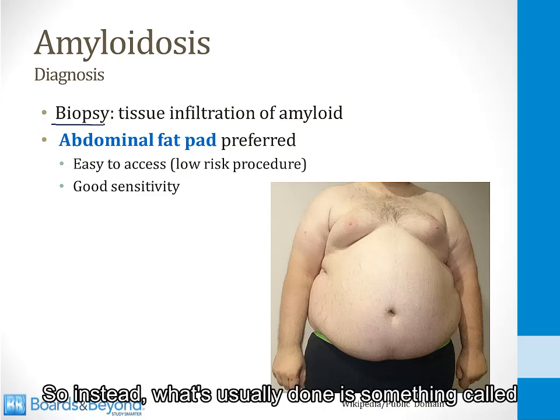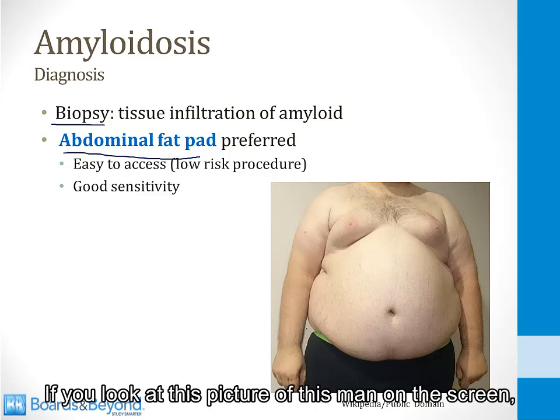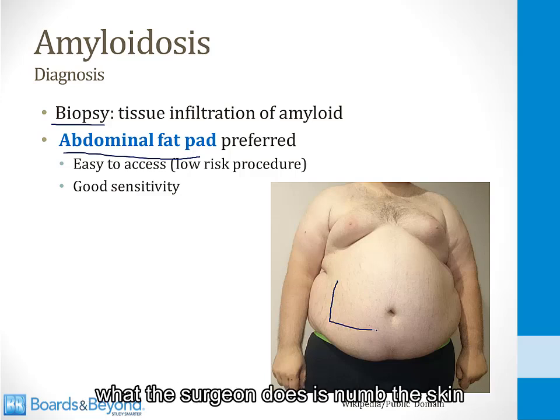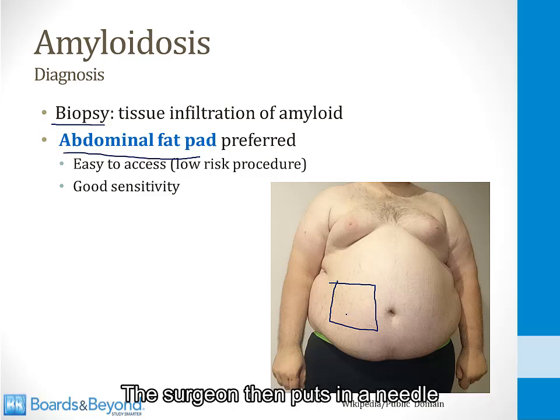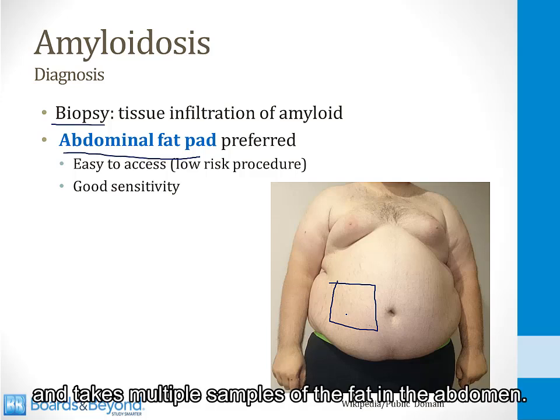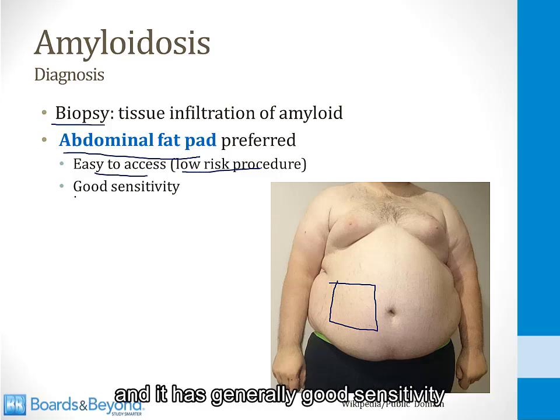So instead, what's usually done is something called an abdominal fat pad biopsy. If you look at this picture of this man on the screen, what the surgeon does is numb the skin in an area of the abdomen like I'm drawing with my pen. The surgeon then puts in a needle and takes multiple samples of the fat in the abdomen. This is easy to access, it's a low-risk procedure, and it has generally good sensitivity for detection of amyloid buildup.